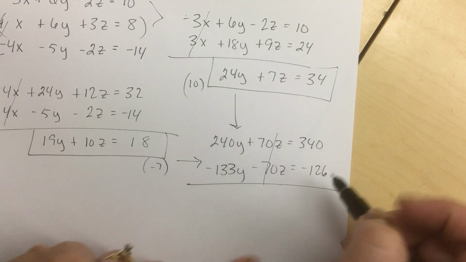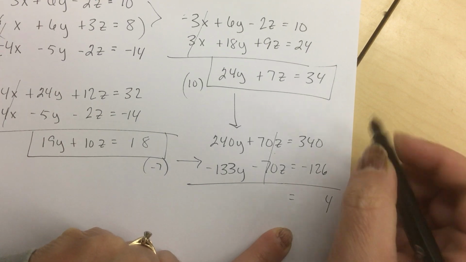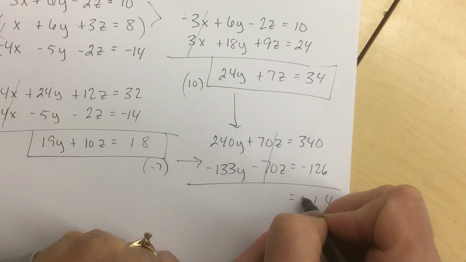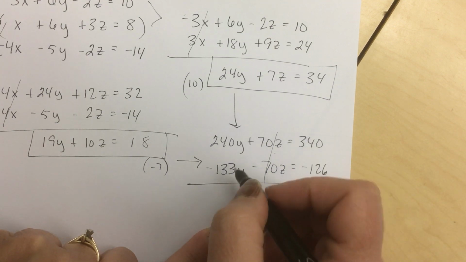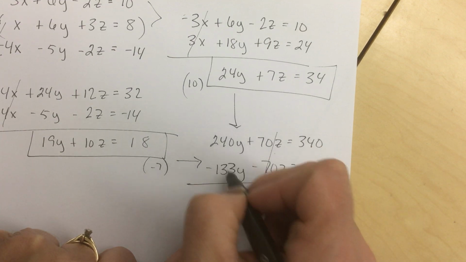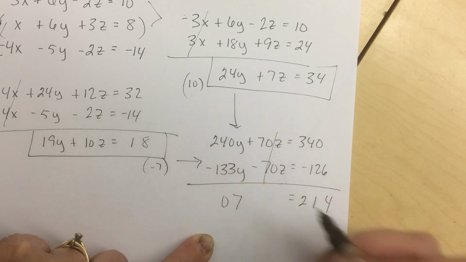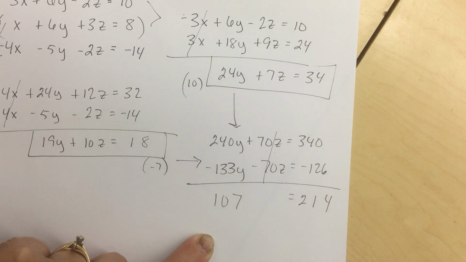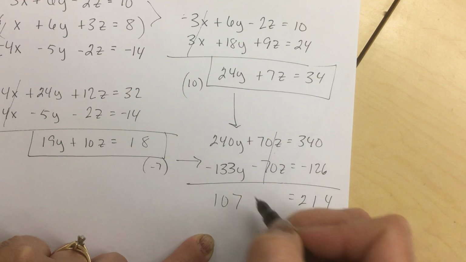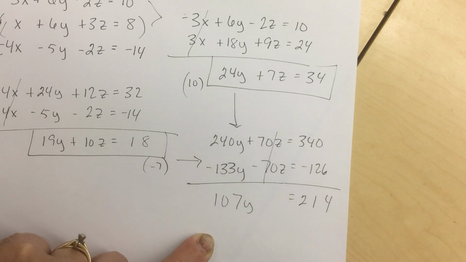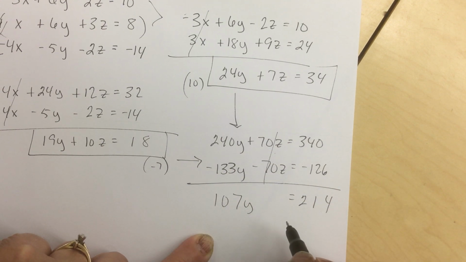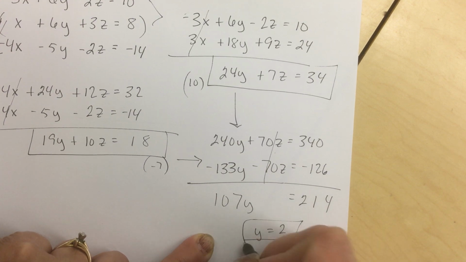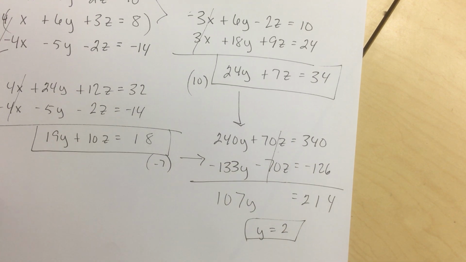So 340 minus 126 is going to be 3 minus 2 is 1. 3 minus 1 is 2. So positive 214. 10 minus 3 is 7. 3 minus 3 is 0. 1 minus 1 is 0. So, there we go, 107. So that would be positive 107y is equal to 214. And if I divide that by 107, I get y equals 2. So all that work, and I finally get a number.